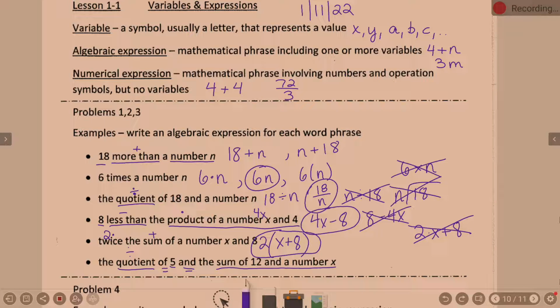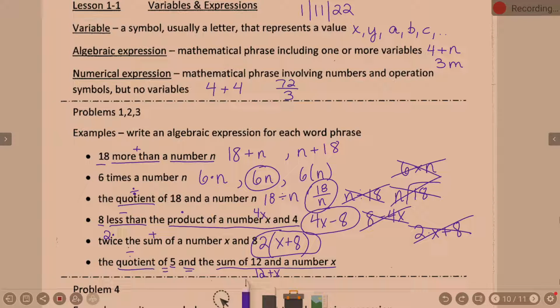How do I show, work on just this part, the sum of 12 and x? What's sum again? Addition. You're going to do x plus 12. Okay, so David said x plus 12. I wrote 12 plus x. We could go either way here. We could flip-flop that because it's addition.